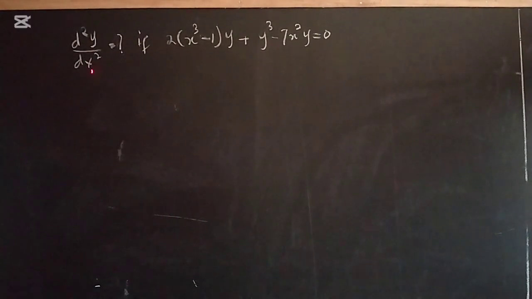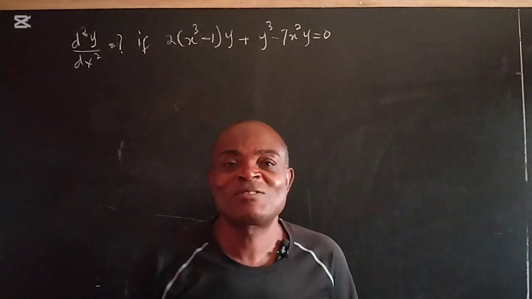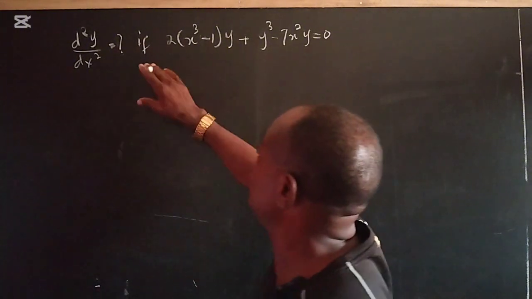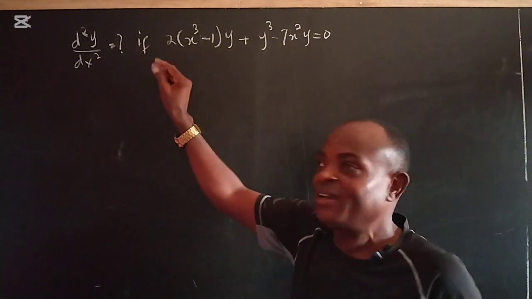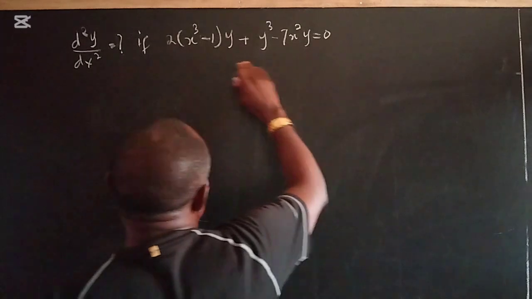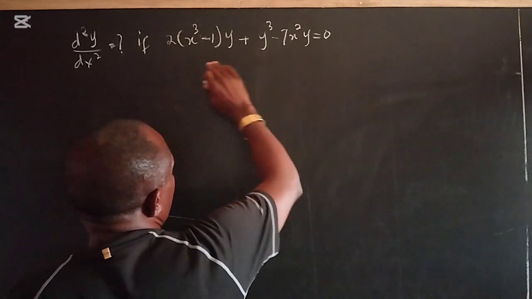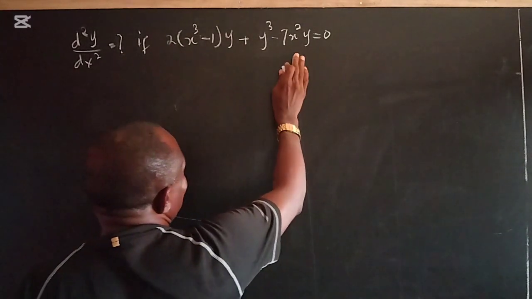The question says we should find d squared y over dx squared if 2(x cubed minus 1)y plus y cubed minus 7x squared y equals 0. This question is obviously taken from differential calculus. What it means is that we've been asked to differentiate this equation twice.